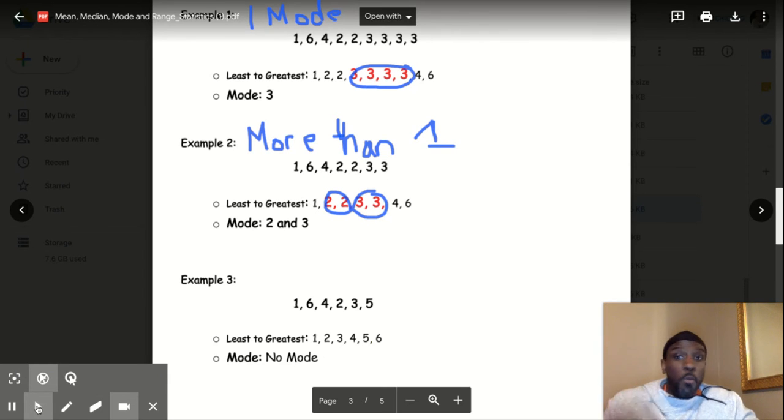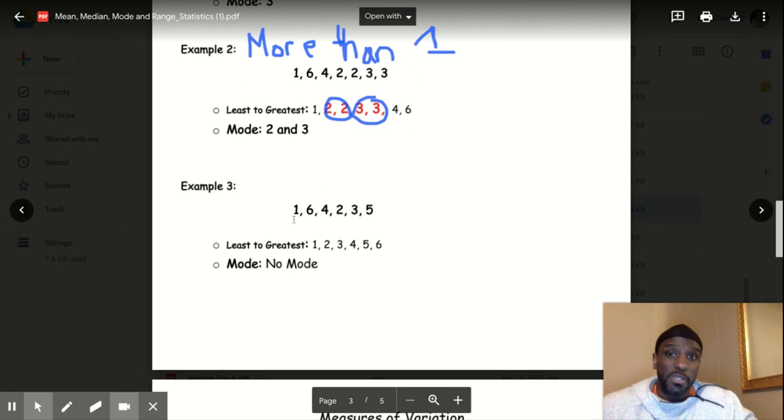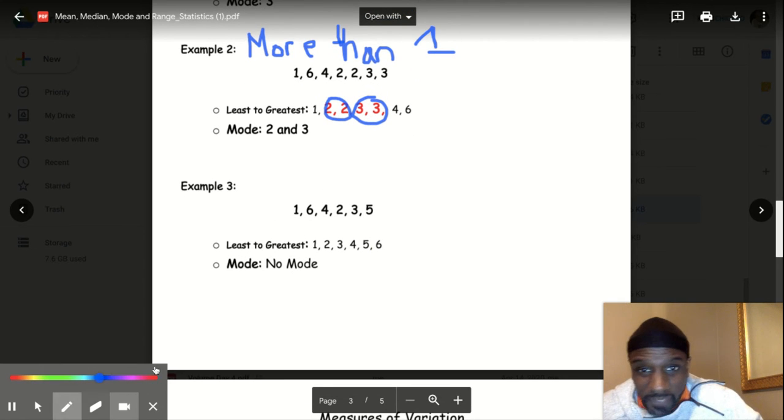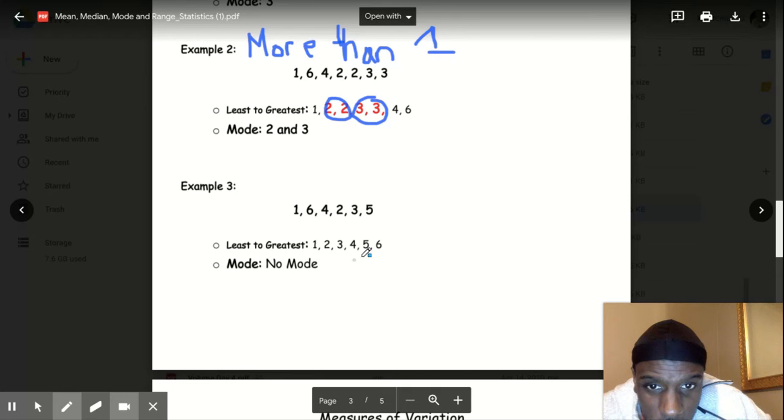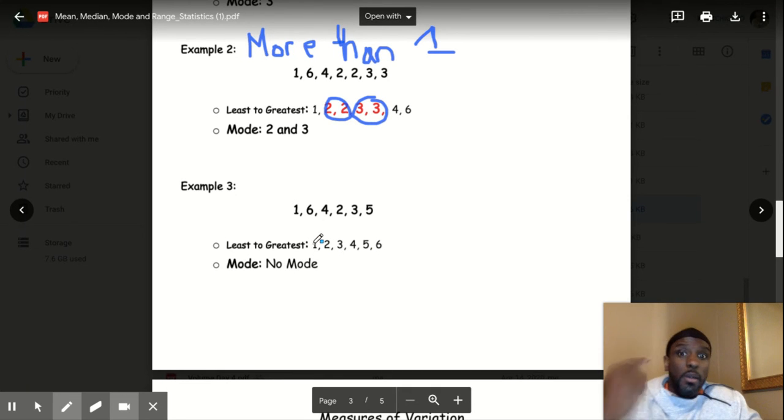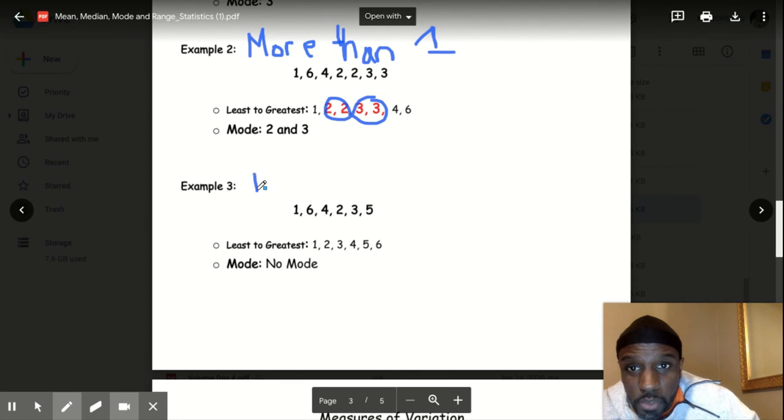So how can I have no mode? Well, let's look at example 3. Example 3 is no mode. I have 6 numbers here. I put them in order from least to greatest, but looking at them, all of them appear one time: 1, 2, 3, 4, 5, 6. There is no mode here. So this is for no mode.